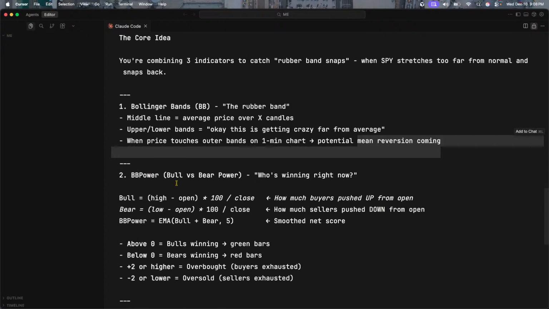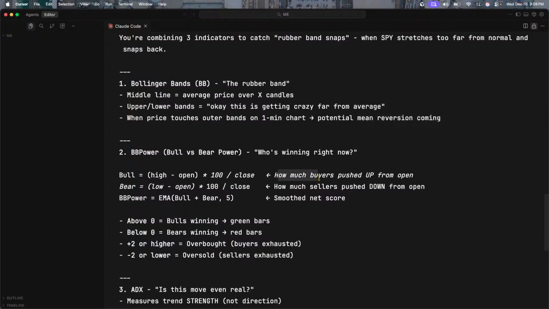The BB power, the bulls versus the bears, who's winning right now, right? How much power do the buyers, or the bulls, have pushing up from the open? How much do the sellers have pushing down from the open? And then smooth net average, we take a 5 period, or the last 5 candles, in order to determine who's really winning.